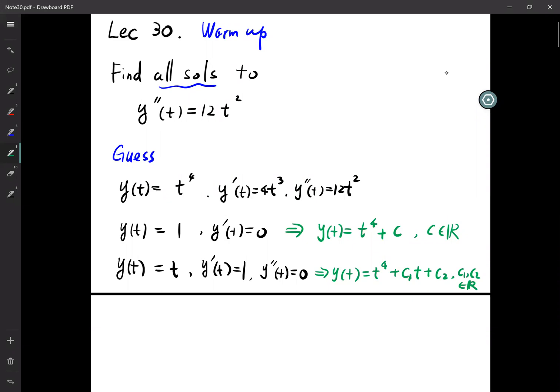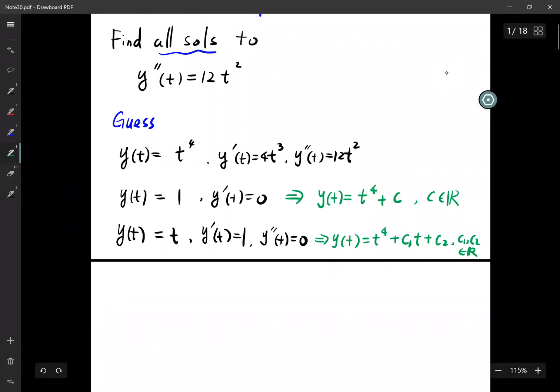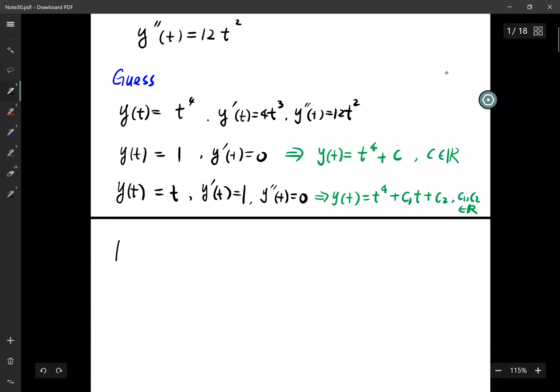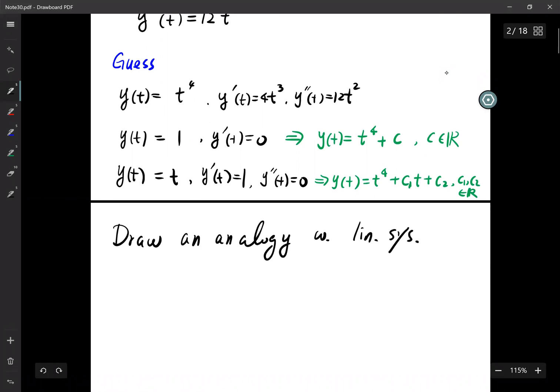So let's see, let's draw an analogy with the question of solving linear systems, AX equals B. We actually faced a very similar question before. Is there a unique solution? Are there an infinite number of solutions? How can we characterize the solution set?